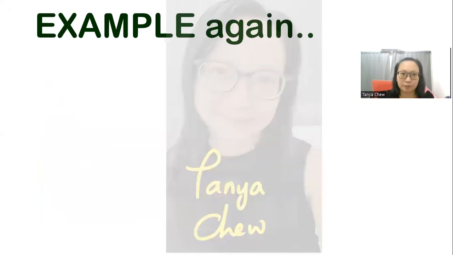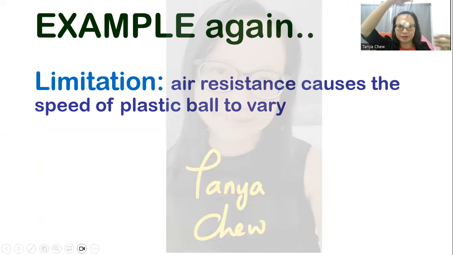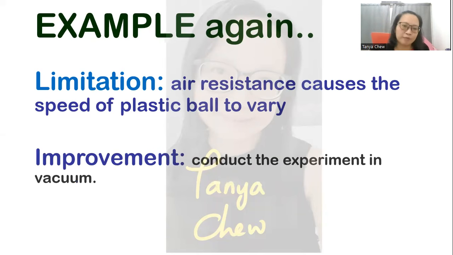Okay, let us see one example again here. Let's say one of the limitations is the air resistance. Let's say this is a plastic ball. I am going to swing the plastic ball, and when you swing or throw the plastic ball, there is air resistance because the plastic ball is moving. So air resistance might be the cause of the speed of the plastic ball to vary. Don't you think so? Something that is moving, there must be air resistance acting on it. So one of the improvements suggested by students: conduct the experiment in vacuum.